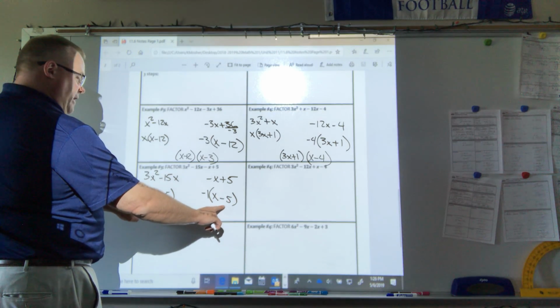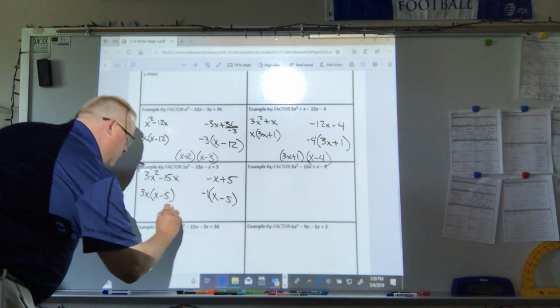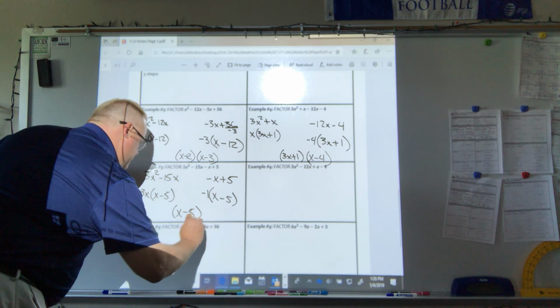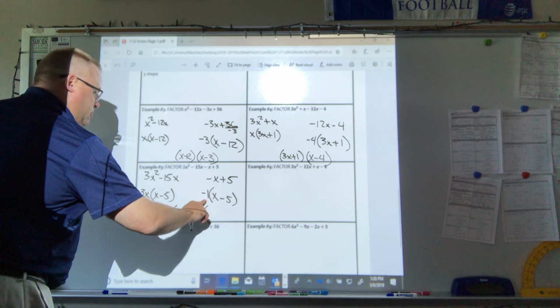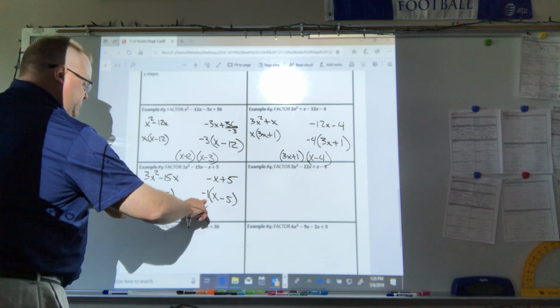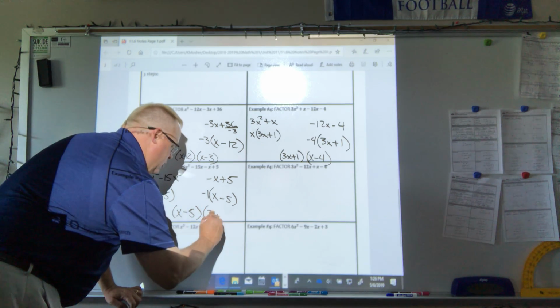Group the two common binomials together. X minus 5 times the two terms that are multiplied by those common binomials, 3x and negative 1, go together.